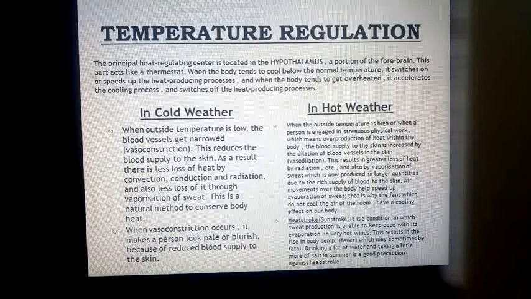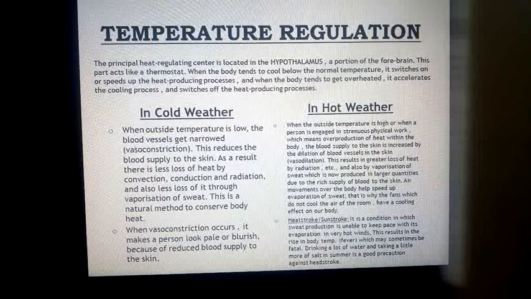And temperature regulation. The principal heat regulation center is located in the hypothalamus, a portion of the forebrain present in the brain, children. This part acts like a thermostat. Thermostat, as we all know, like a thermos flask, the temperature will be maintained constant. When the body tends to cool below the normal temperature, it switches on and speeds up the heat producing process. And when the body tends to get overheated, it accelerates the cooling process and switches off heat producing processes.